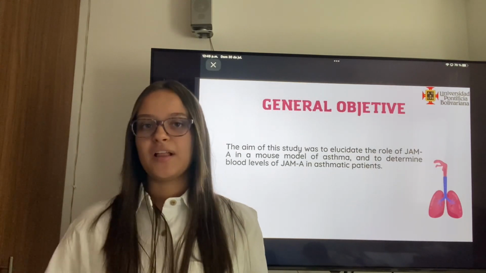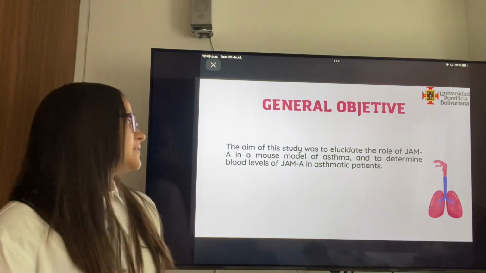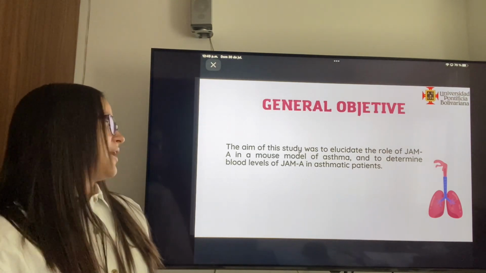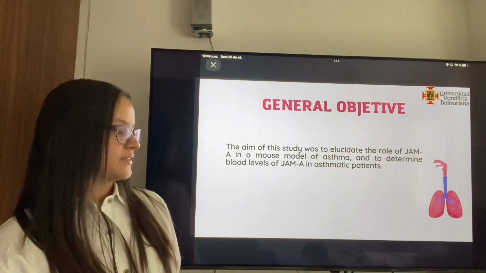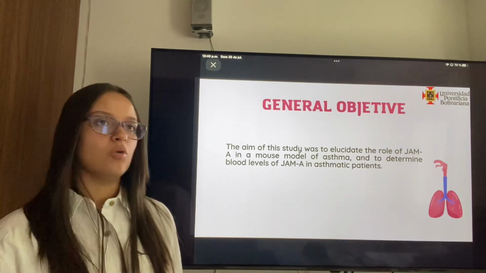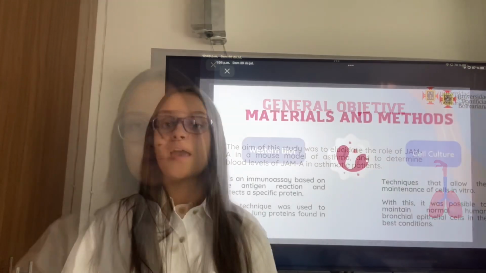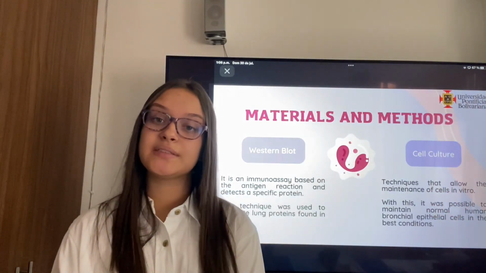Now, the general objective. The aim of this study was to elucidate the role of gene A in a mouse model of asthma and to determine the blood levels of gene A in asthmatic patients. Now I will start with the materials and methods.